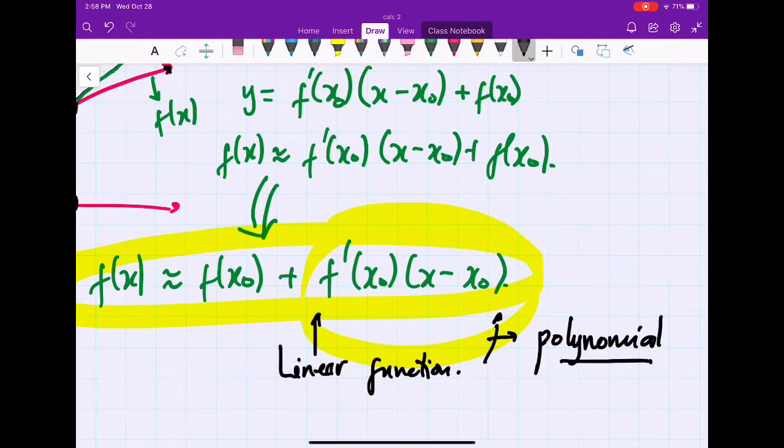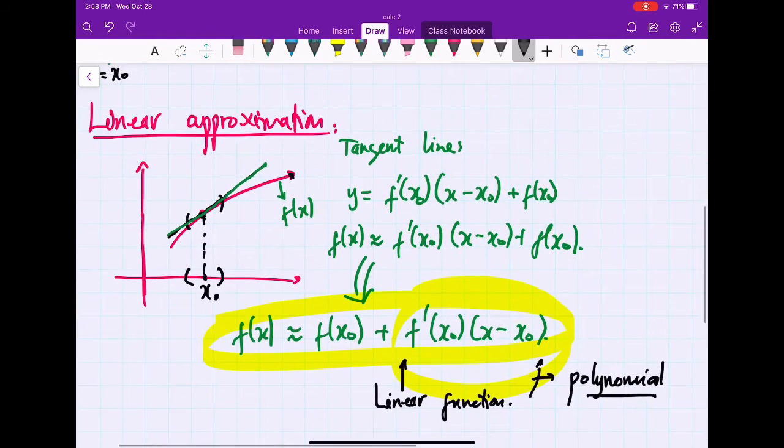Is that correct? So you see, look at this, right? This is linear approximation. Why linear? Because you use a linear function, and that is the equation of the tangent line. Does that make sense?